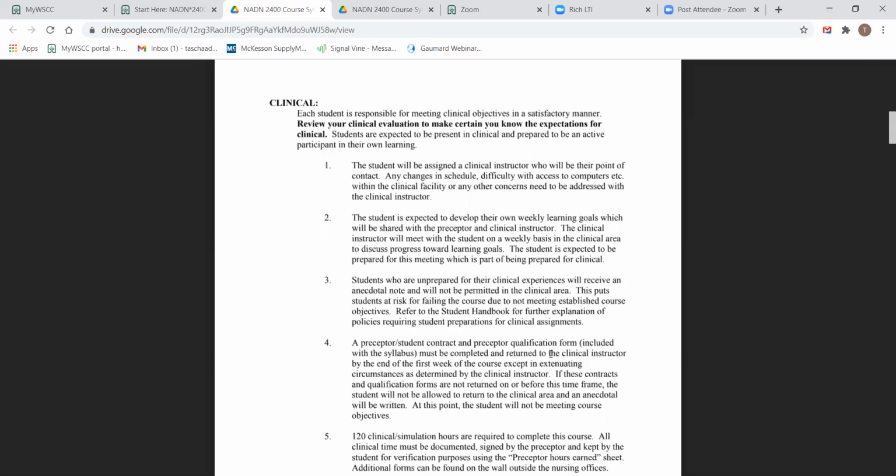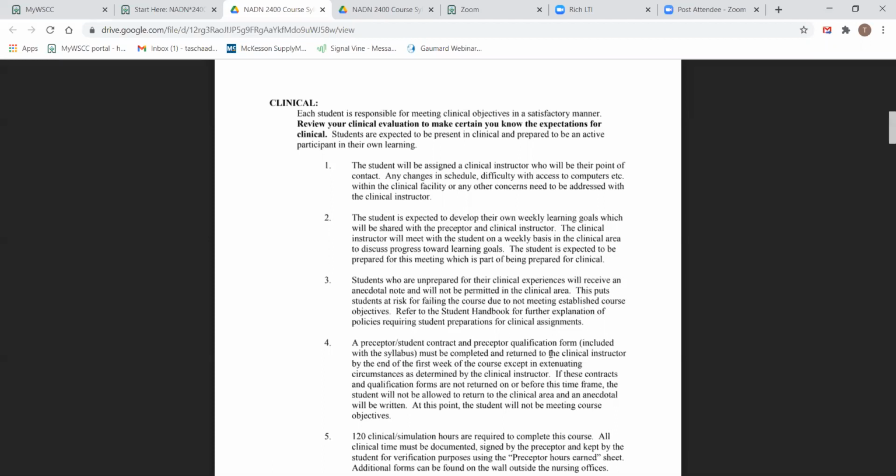So the clinical, each student is responsible for meeting the clinical objectives in a satisfactory manner. Review your clinical evaluation to make sure that you know the expectations for clinical. Cannot say that enough. Know the evaluation. Students are expected to be present in the clinical and prepared to be an active participant in their own learning.